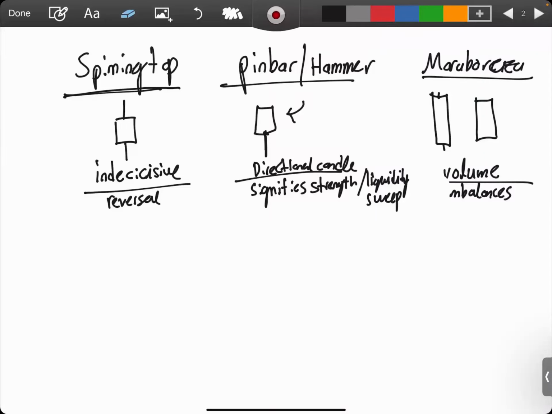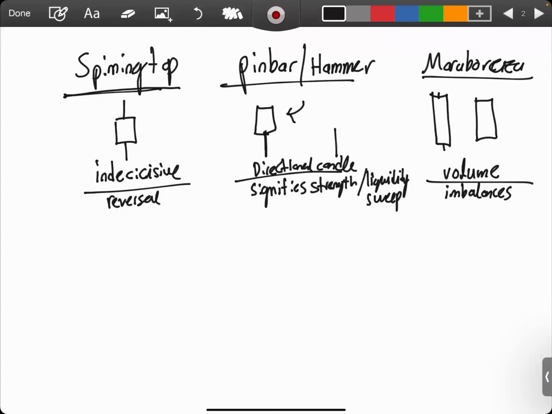So if price comes all the way down, wicks into some supply or demand zone, that in itself is a liquidity sweep, sweeping liquidity from the downside and getting prepared to take off and move towards the upside, which is where we may see a Marubozu candle, which are those big green candles or red candles that signify strong volume to the upside or the downside.